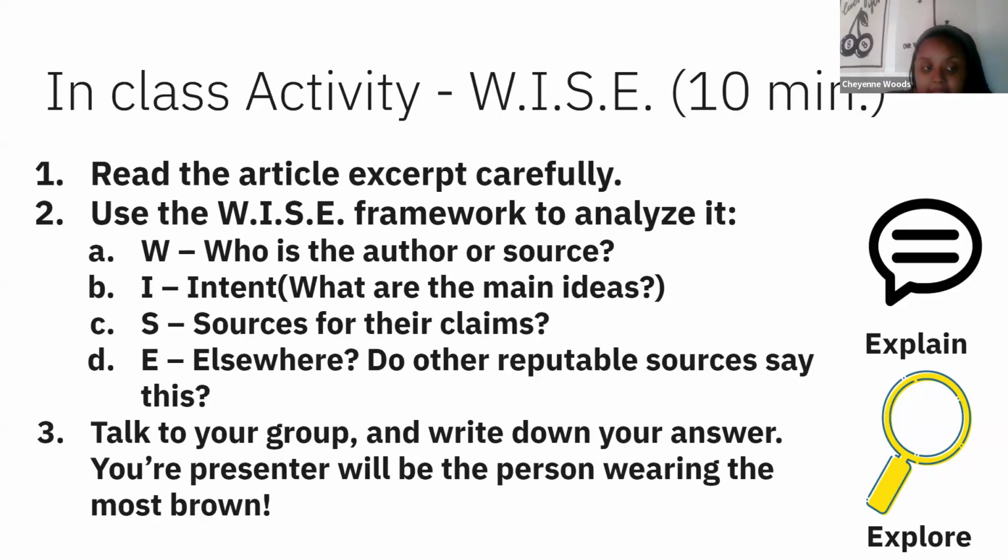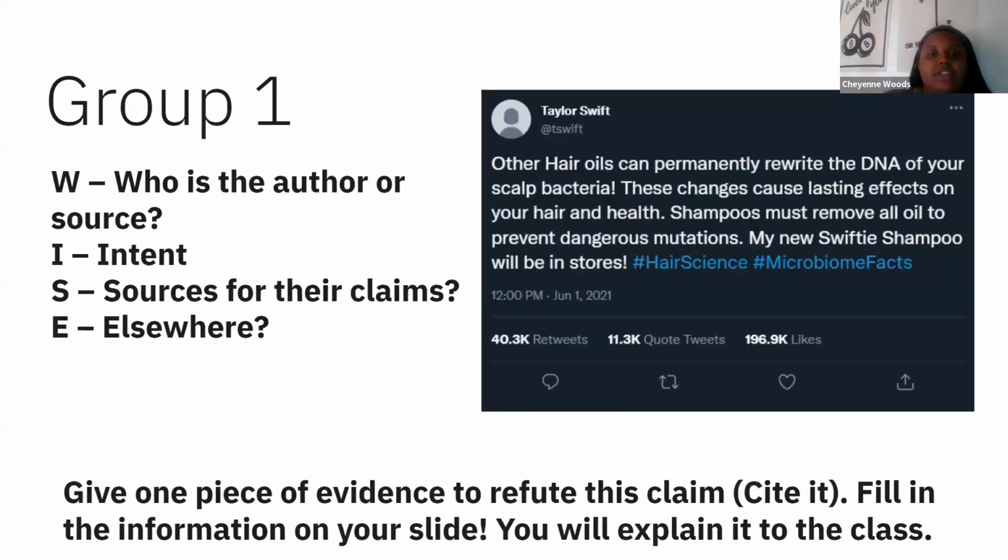I want you to get out a piece of paper, talk to your group, and write down your answer. Your presenter for your tweet will be the person wearing the most brown in your group. So, for example, we have our first tweet here, and you're going to be going over the W, the I, the S, and E, writing out each part on your piece of paper.